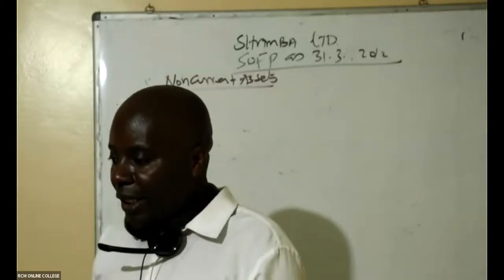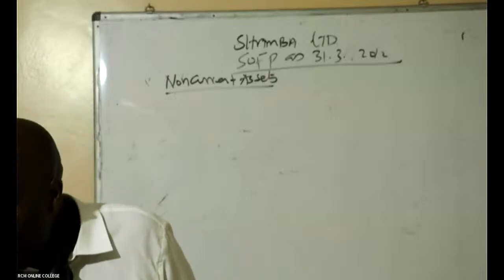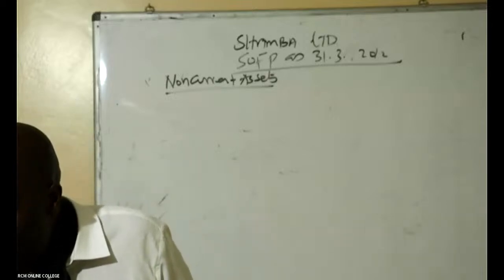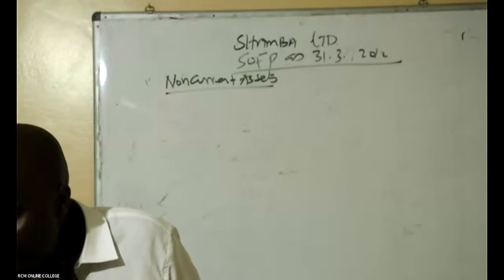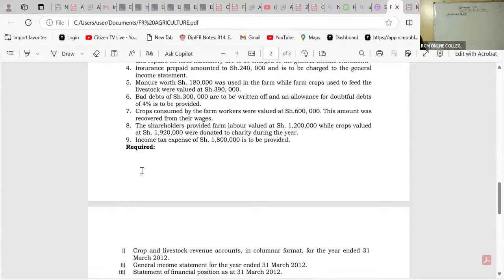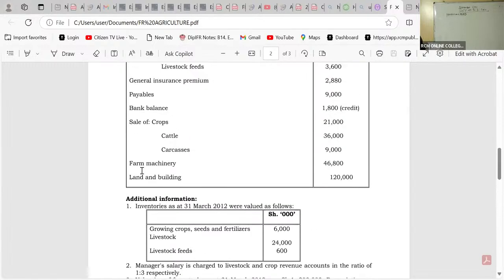So non-current assets, what do we have here? If I remember very well, for non-current assets, I have some figure for farm machinery. The first one is farm machinery. We have a figure of 46,800, but I'm not stupid. I remember very well that there was depreciation for this farm machinery.